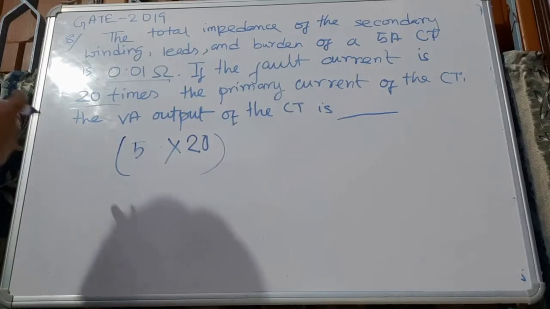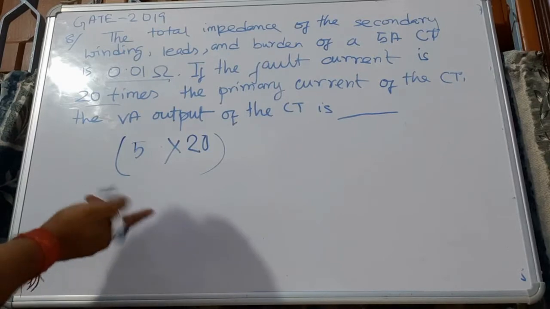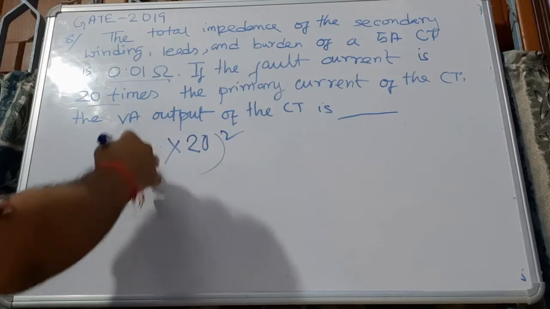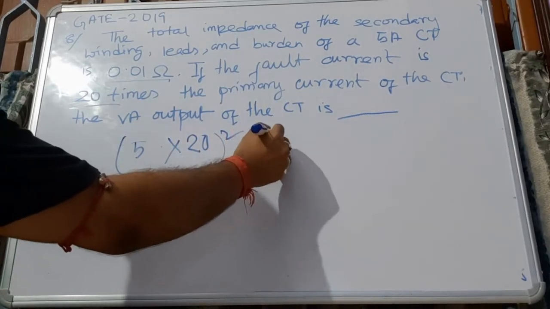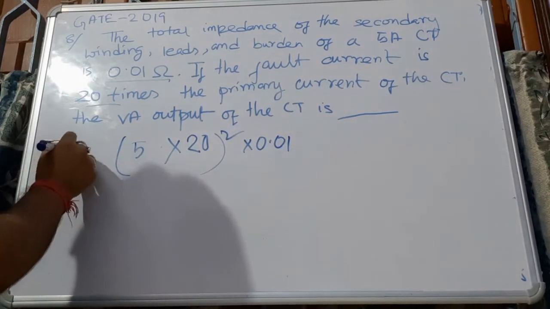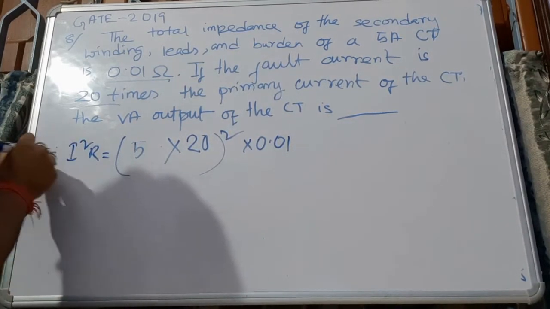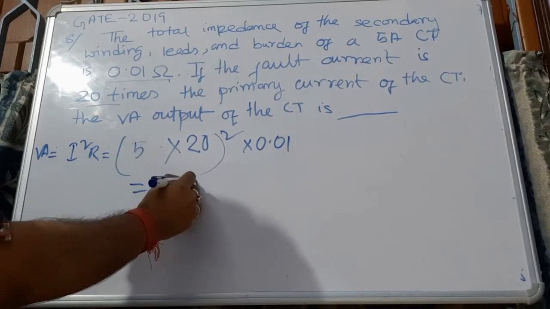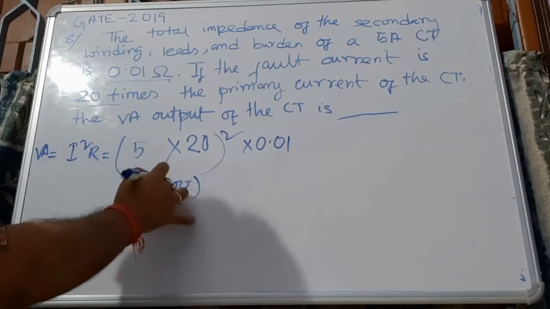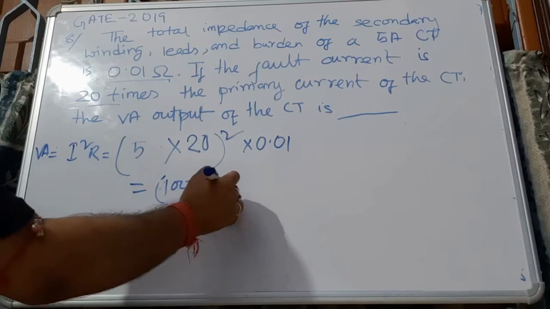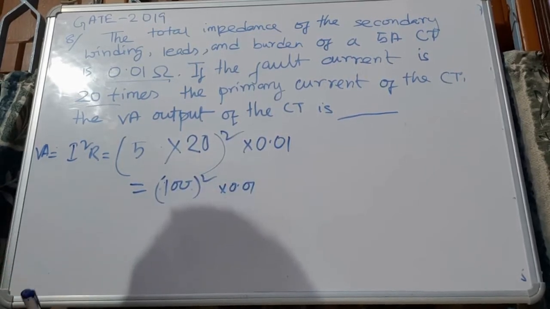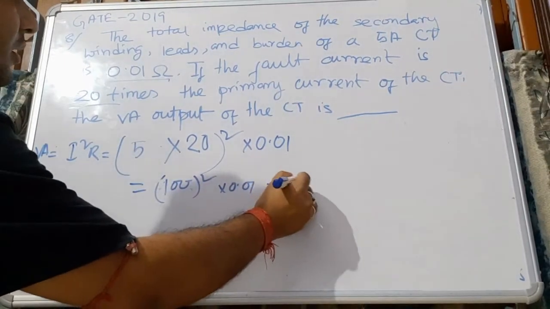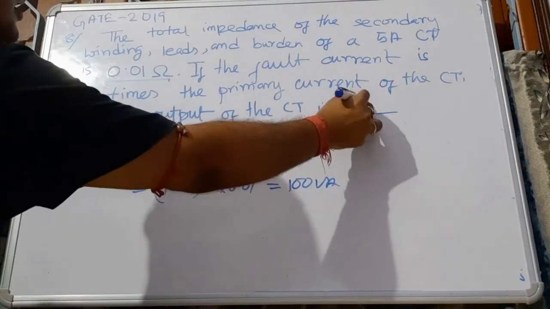So VA rating means your power, right? So we can write it as current squared into 0.01, that is I square Z. So this will be 100 squared into 0.01, and that is equal to 100 VA. So this answer is 100.